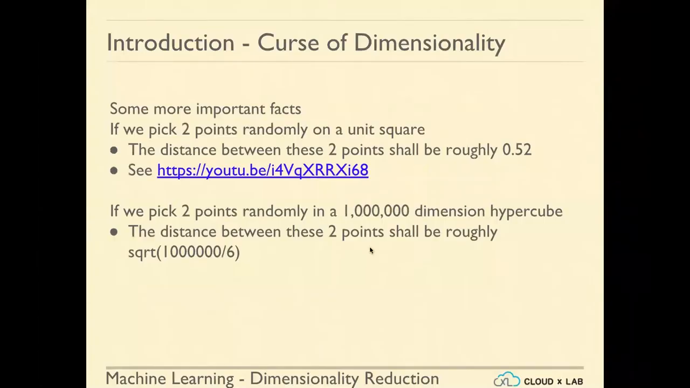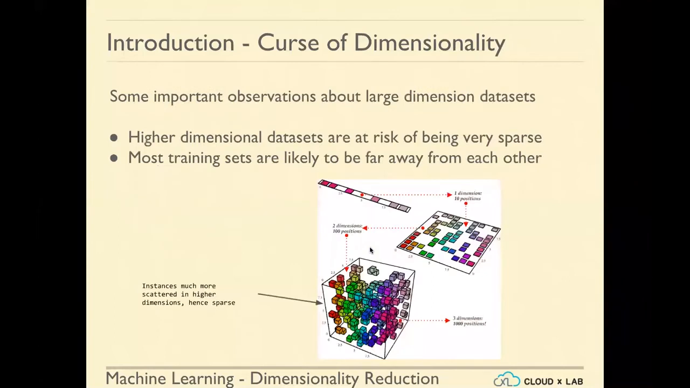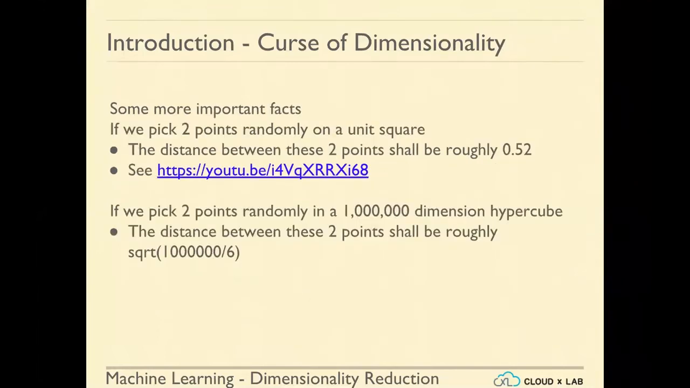So there are many things that we can visualize in 2 dimensions or 3 dimensions, because that's what we have seen. But when it comes to many dimensions, we can't really visualize. Like in this case, mathematically, if you pick 2 points in a million dimension cube, the distance between these 2 points will roughly be around this much. Now, how can that be?